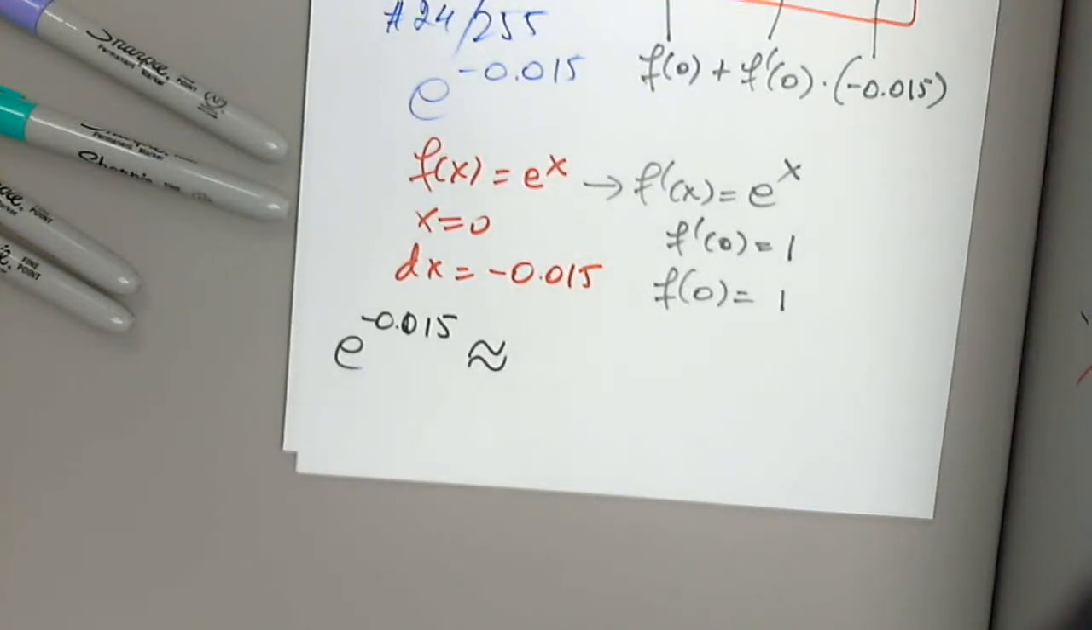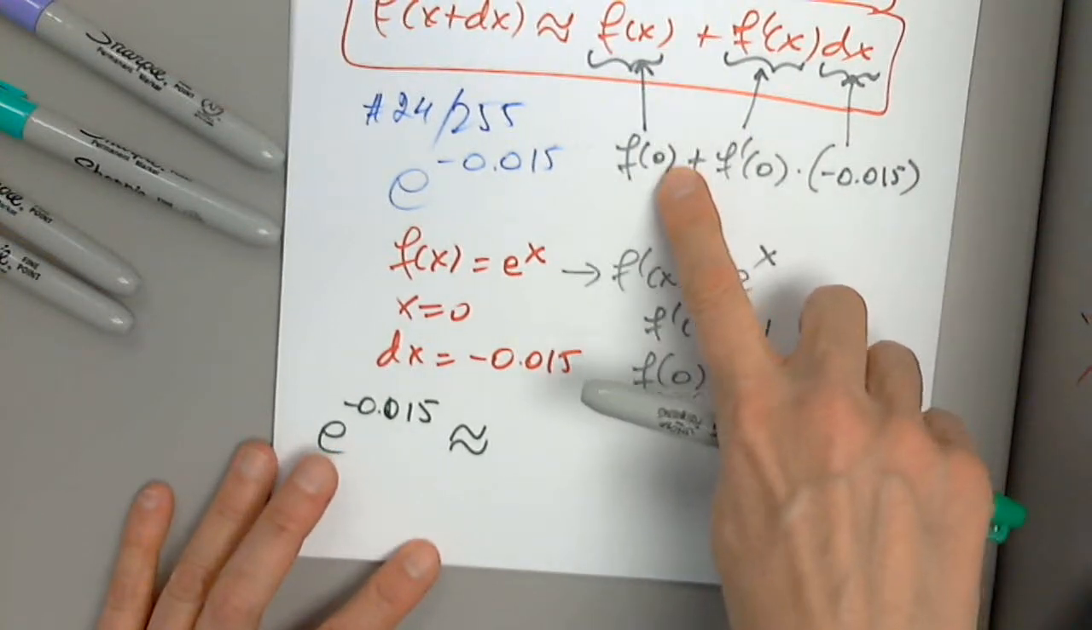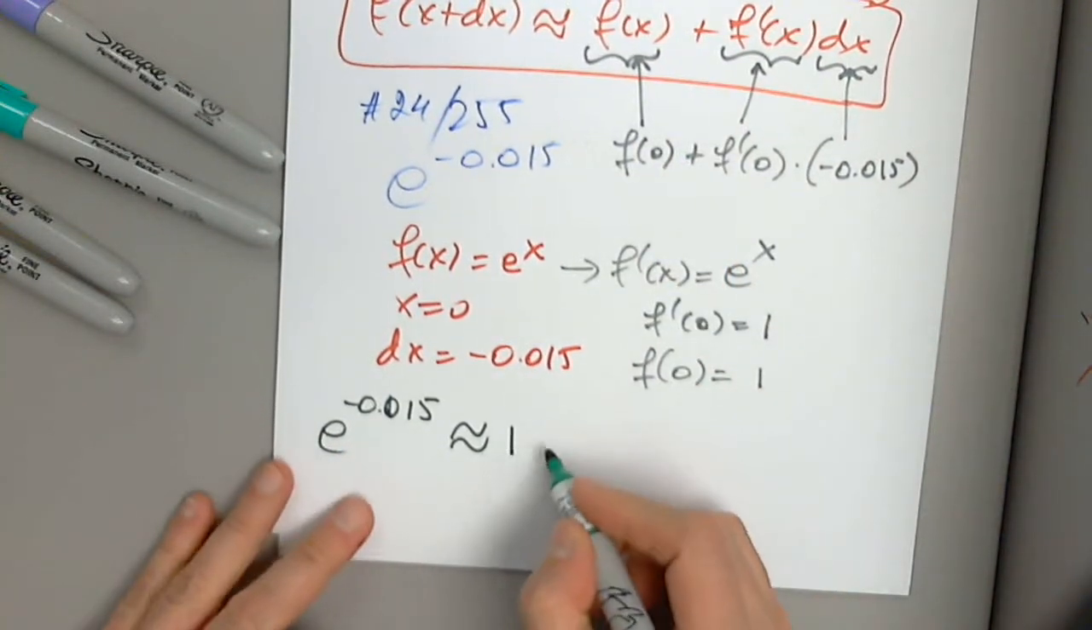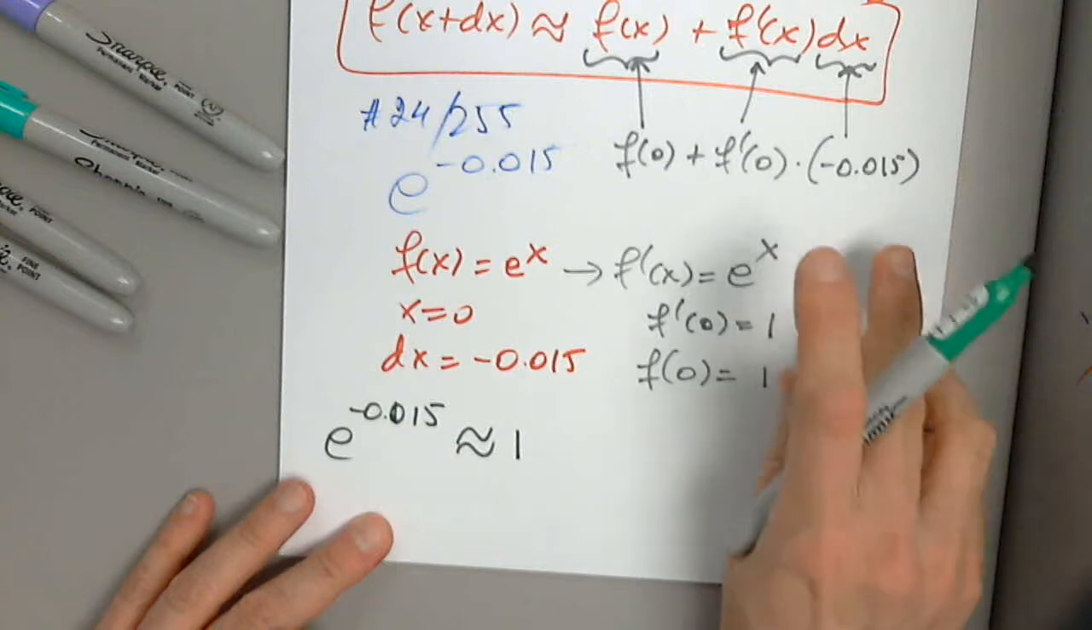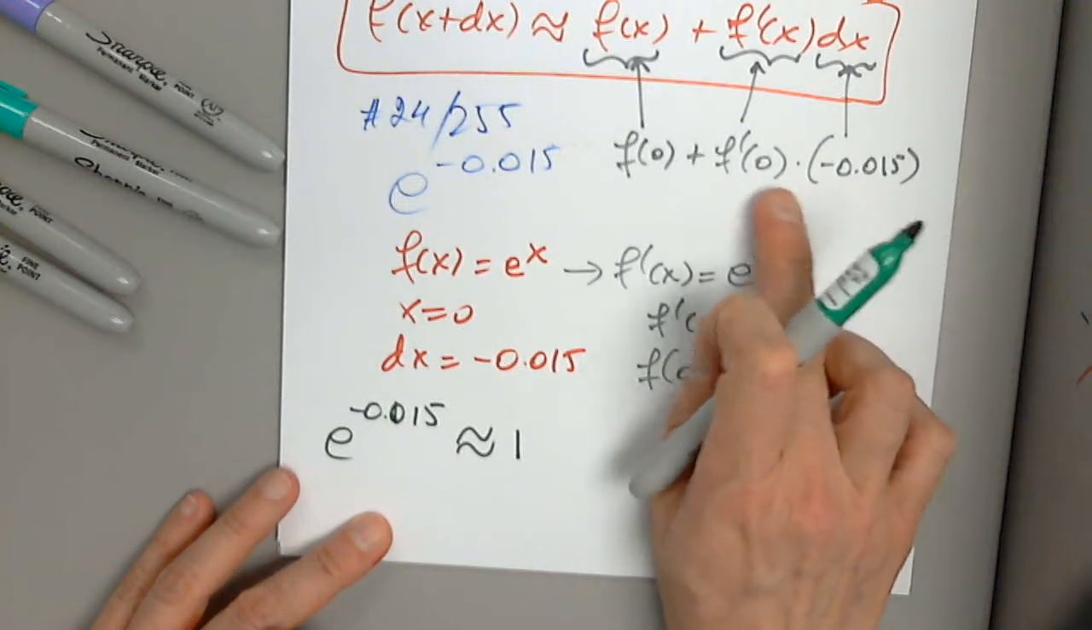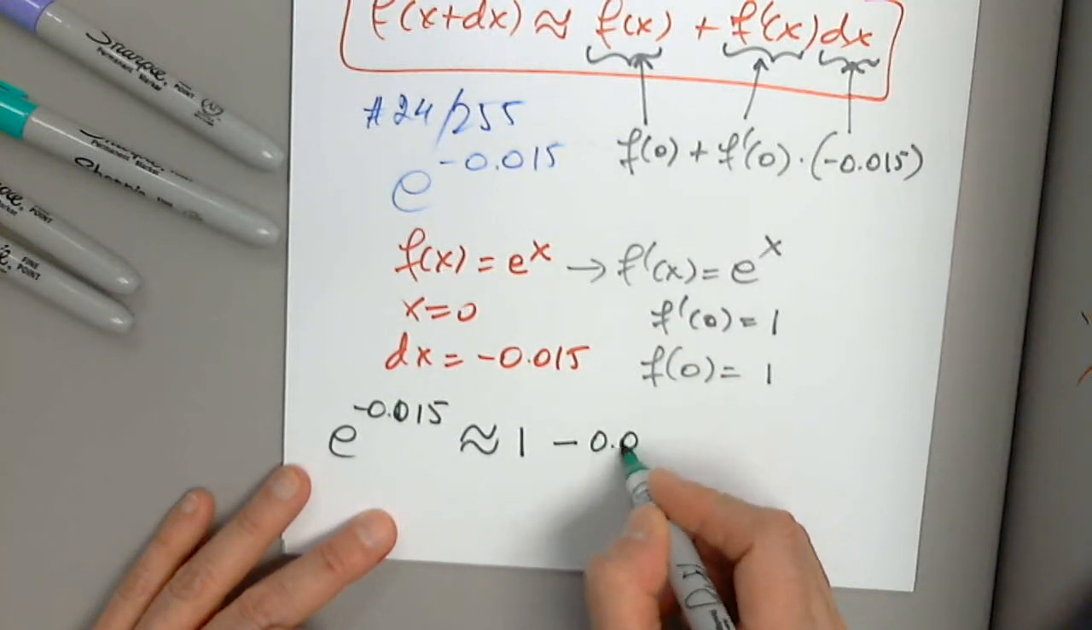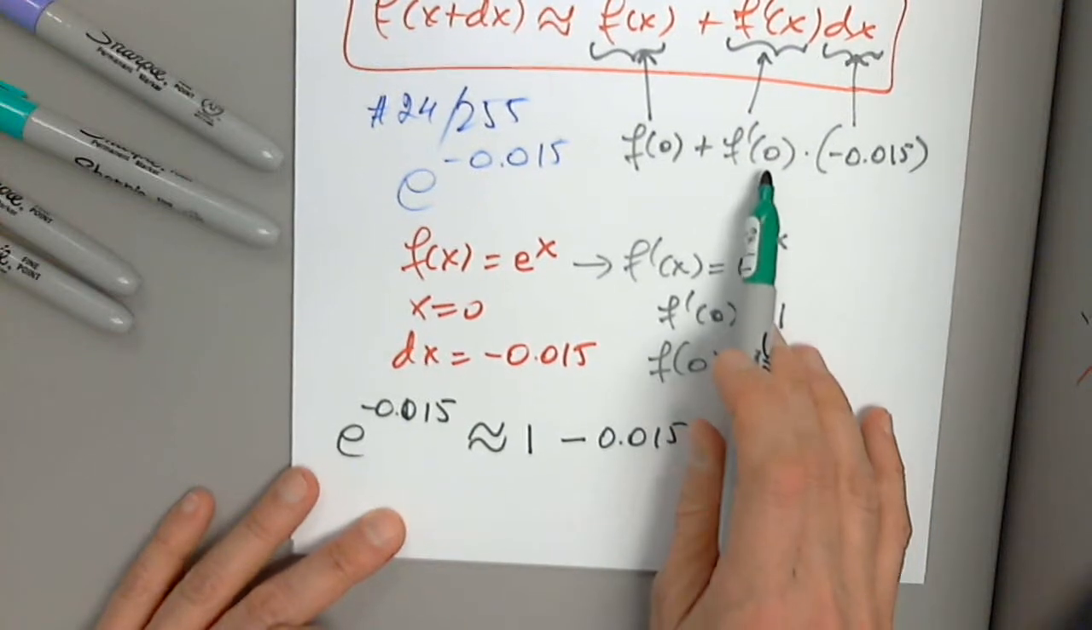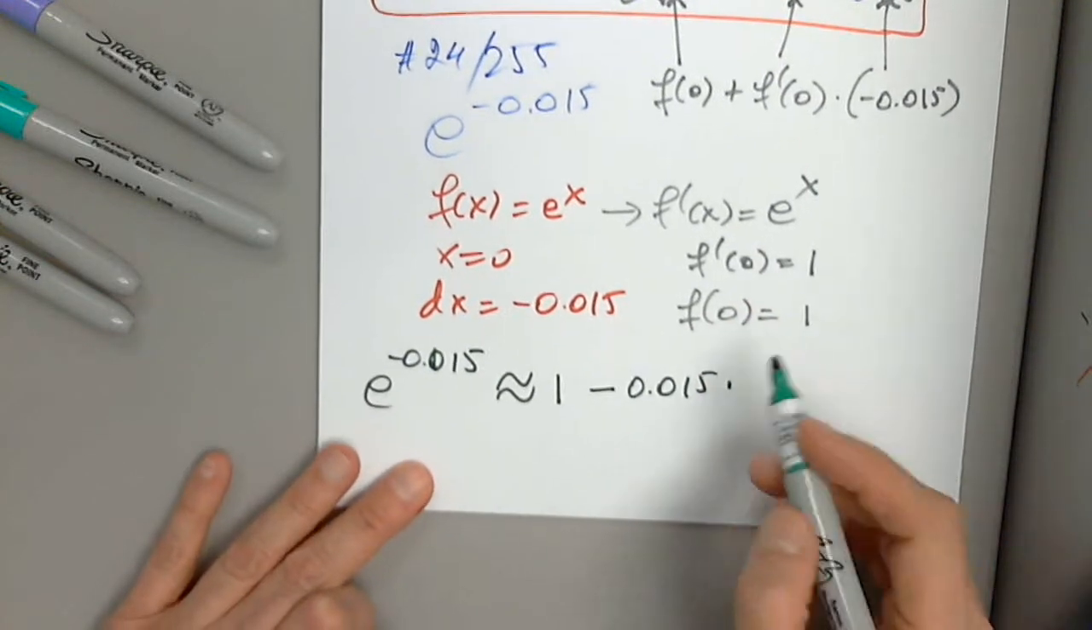I'm not saying that this will be the exact number. It will not. But it will be such a good approximation, and you will be very proud of yourselves. So what do I write? I have to write f of 0, which is 1. And then, since I'm multiplying by a negative number here, I'm going to write negative 0.015 times f prime of 0, which is 1.